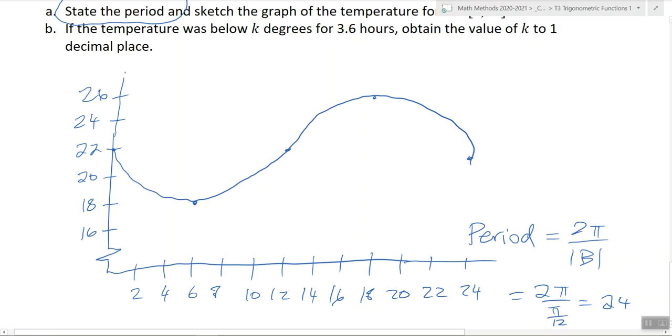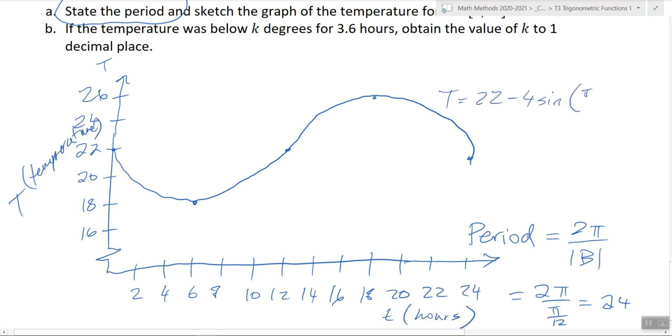Don't forget to label. So this is T, and this is T equals 22 minus 4 sine pi over 12 t. Okay?